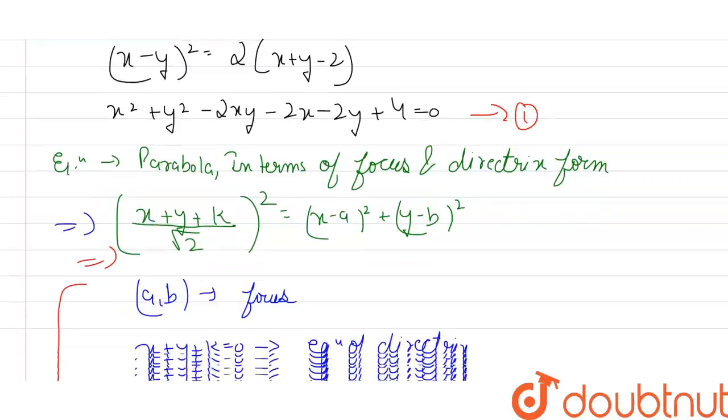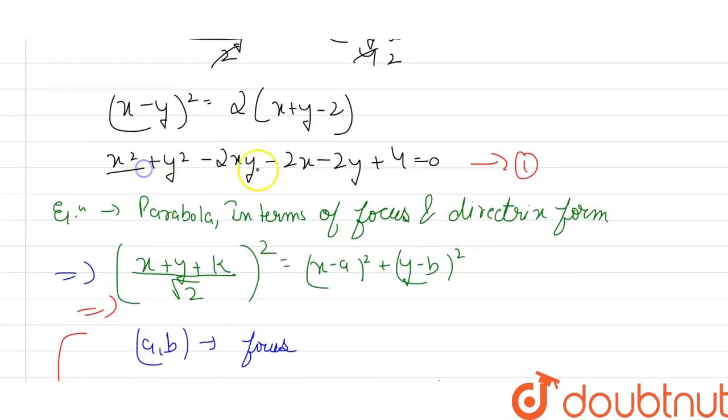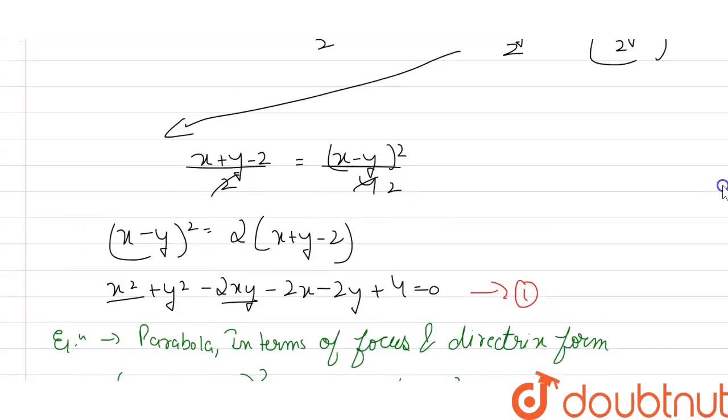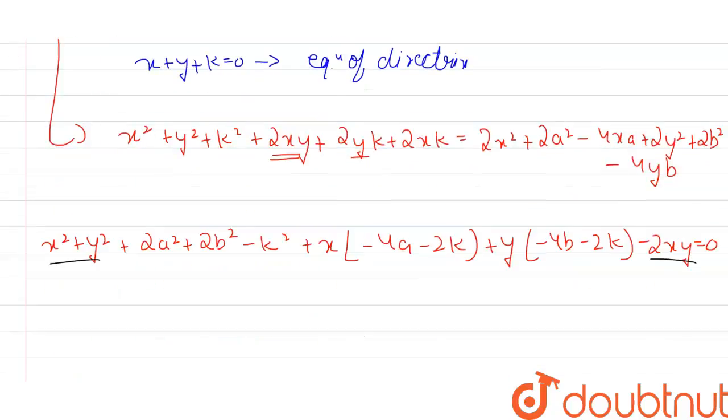If you can notice one thing, first of all, this x square plus y square. So this part is basically x square plus y square, and here I have minus 2xy, which is also there. Now the other part: the coefficient of x in this equation is minus 2, and in the other equation the x coefficient is basically minus 4a and minus 2k.